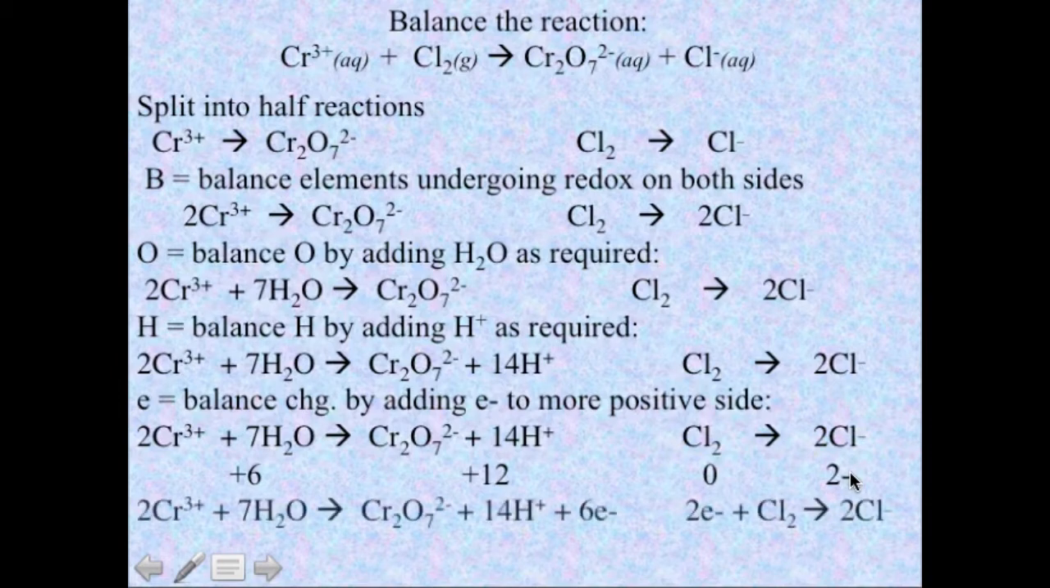So what are we going to do? We're going to add electrons to the more positive side of each half reaction to get the charges to balance. So what I'm doing is adding 6 electrons to the product side on the chromium dichromate reaction, then 6 negatives and a plus 12 charge gives us a plus 6 charge, balancing the plus 6 charge on the reagent side. For the chlorine chloride, we add 2 electrons to the reagent side, and now we have 2 negative on the reagent side and 2 negative on the product side.